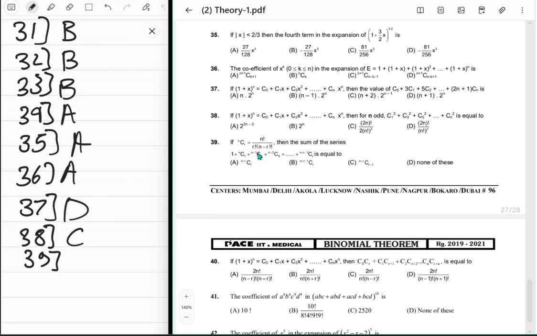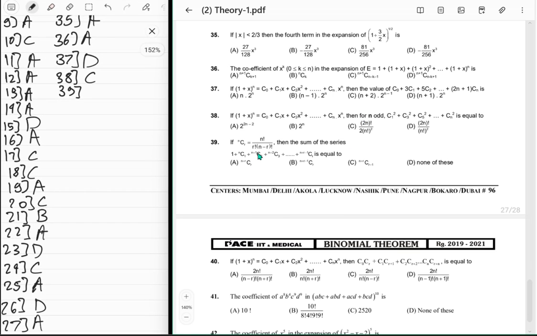Okay, so they define the binomial coefficient, then the sum of the series 1 plus nC1 plus (n+1)C2 plus (n+2)C3 and so on. Hey, I think I've seen this somewhere. It resembles the... whatever. Just do it. Okay, cool.